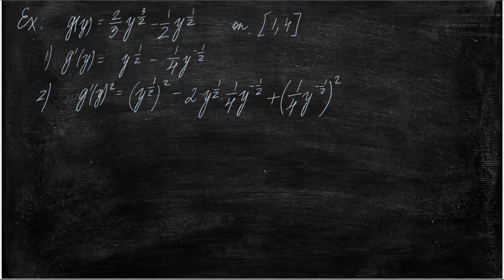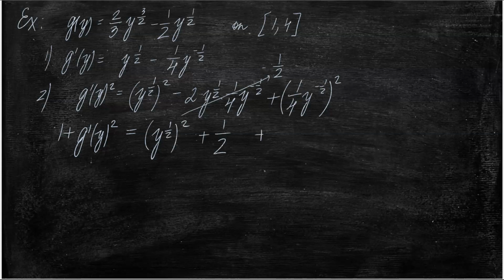And notice how the middle part becomes negative 1/2. So that means when we add 1, we're going to end up with the same exact thing, but with plus 1/2 in the middle.